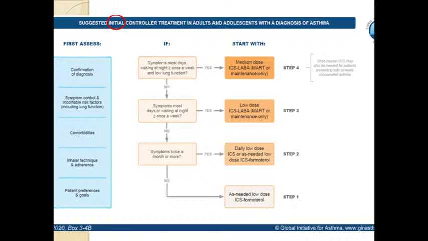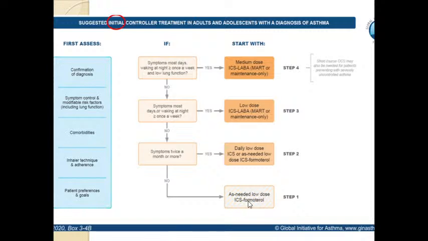In this slide you can see, for example, patients who have symptoms less than twice a month, or twice a month and more, are recommended the first step. It's so-called intermittent bronchial asthma, step 1 now, according to the new GINA 2020 recommendation: as-needed low-dose inhaled corticosteroids plus formoterol. Formoterol is a LABA, a long-acting beta agonist.